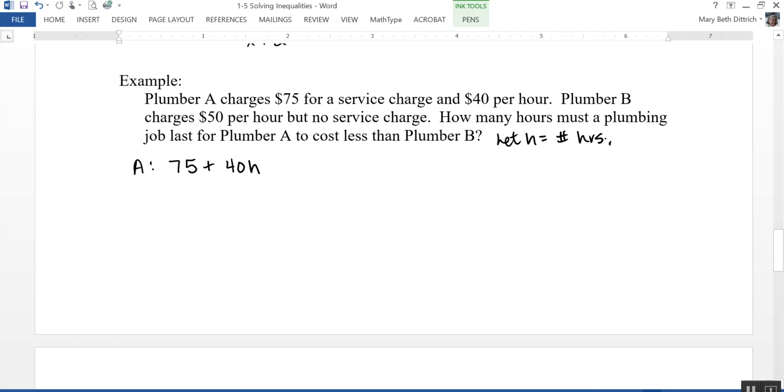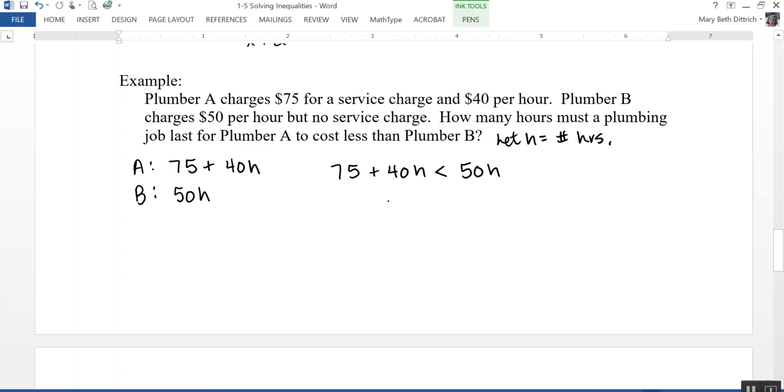Let H equal the number of hours that the plumber spends there. Okay, so the cost of a plumbing job for plumber A is going to be 75 plus 40H, 40 times the number of hours. For plumber B, he has no flat service charge. He just charges $50 per hour. So what I need to know is how long must a plumbing job last for A to be less than B? So the cost of a plumbing job with plumber A, 75 plus 40H, I need that to be less than plumber B.